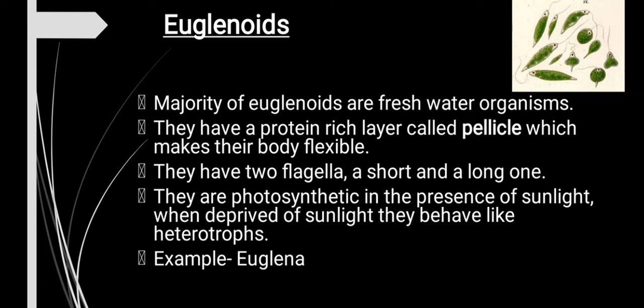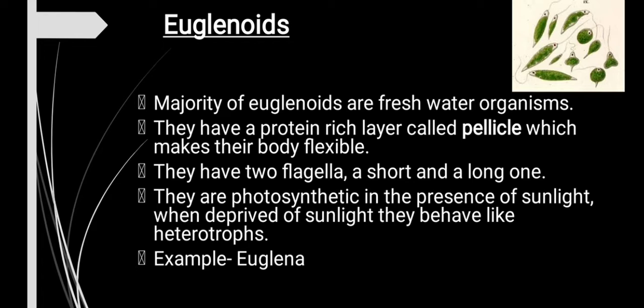The third type which comes under kingdom Protista is the euglenoids. The majority of the euglenoids are freshwater organisms. They have a protein-rich layer called the pellicle. So the cell wall is rich in protein, and this layer is called the pellicle, which gives high flexibility to their body. We can see the picture of the euglenoids.